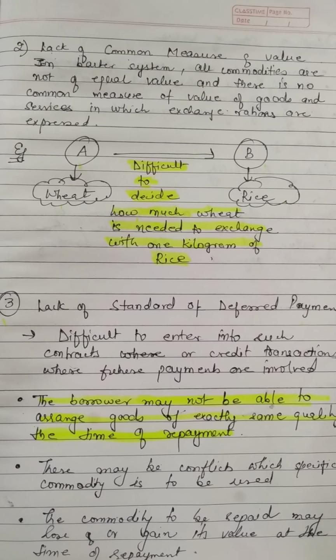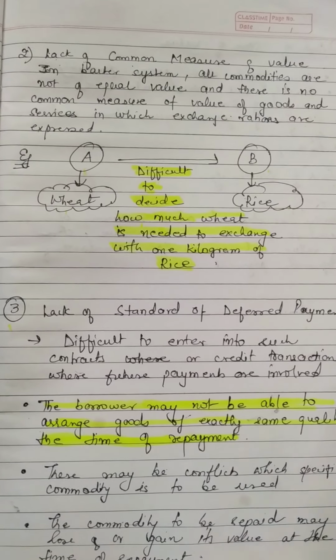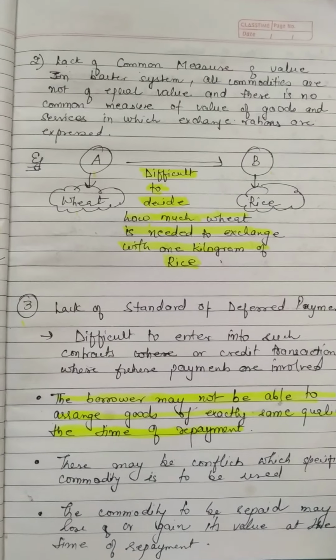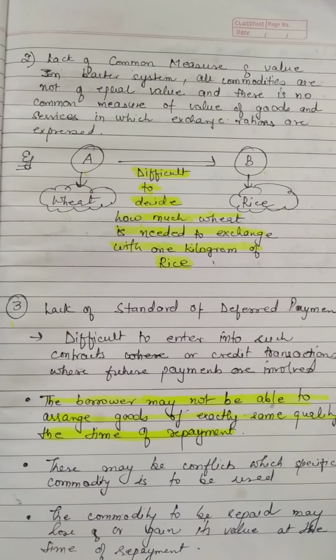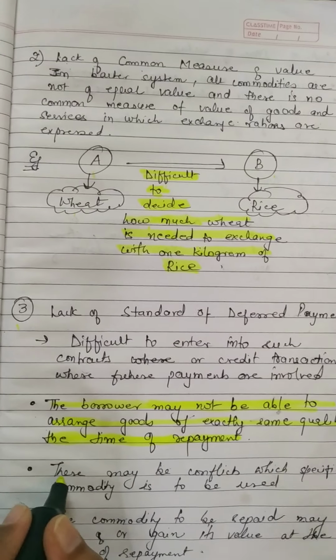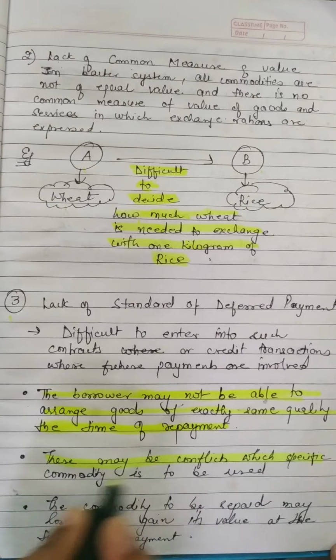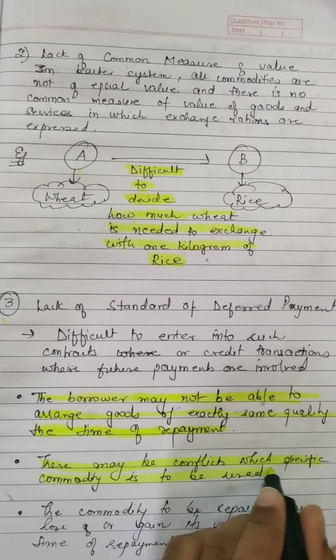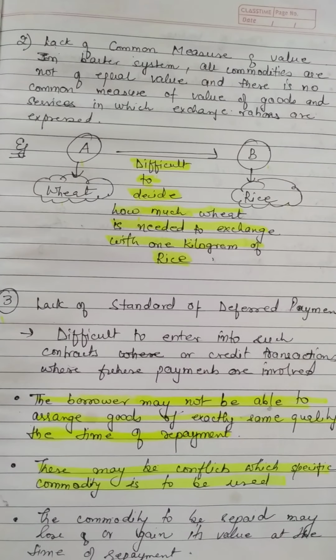Then it can lead to a conflict in settling which commodity you have to repay in the future. So there may be conflicts over the specific commodities that are to be used for the purpose of repayment.